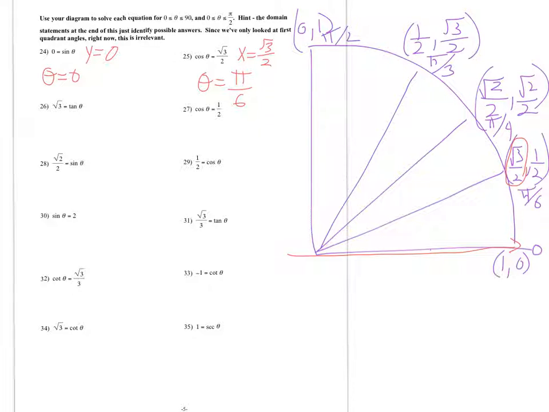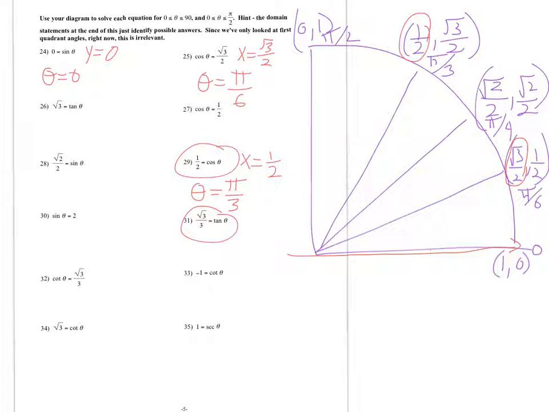Looking at, I don't know, let's say cosine is a half. I'm looking for where x is a half going up my unit circle. That's going to be up here. That means that my angle has to be pi over 3 radians.